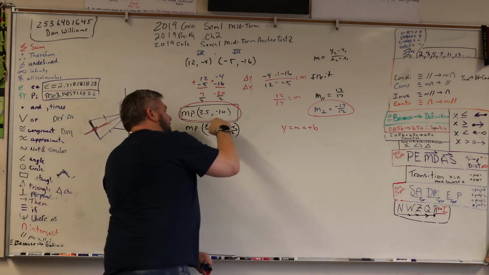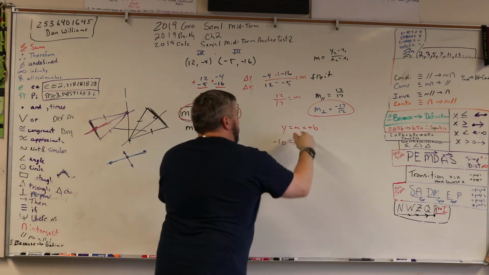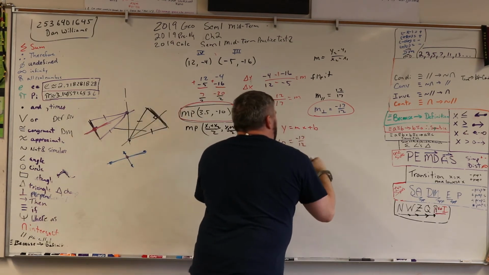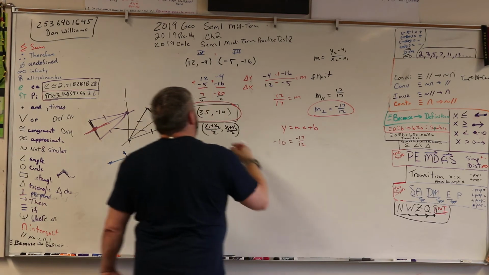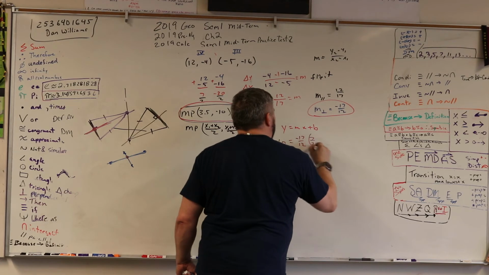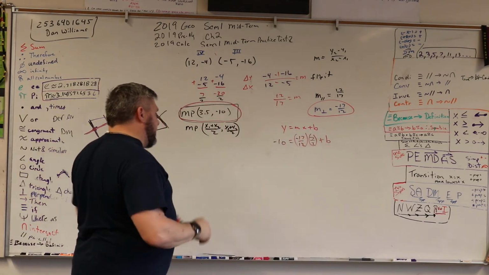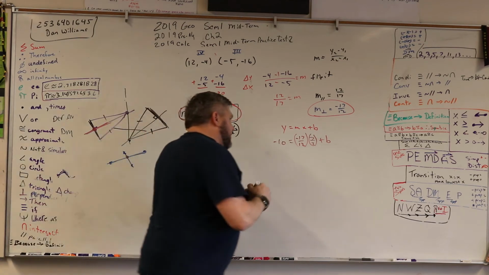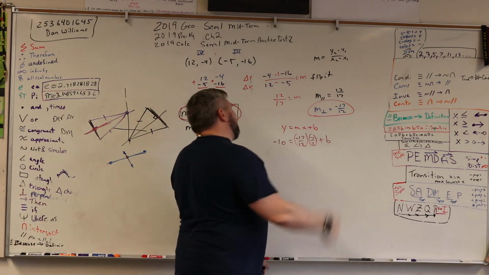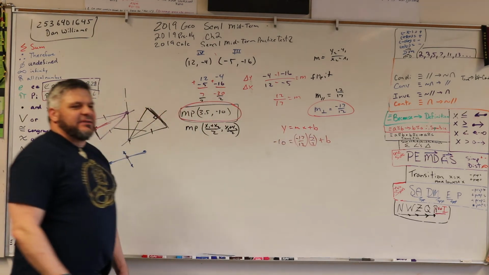So I'm going to use this point in here. My y is negative 10. My m is negative 17 over 12. My x is 3.5. I'm going to put that back into a fraction, so that's going to be 7 over 2, right? And then plus b. Oh, that's a really nasty number. So this is going to really be gross. Nothing cancels. The 7 doesn't cancel out with the 12. The 2 doesn't cancel out with the 17.